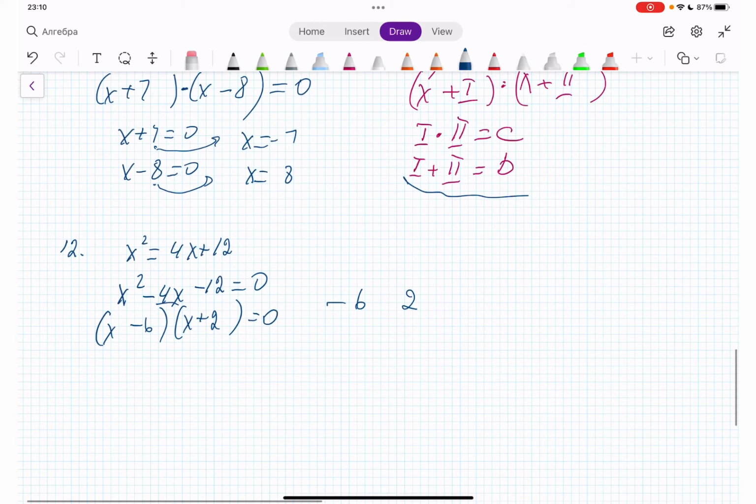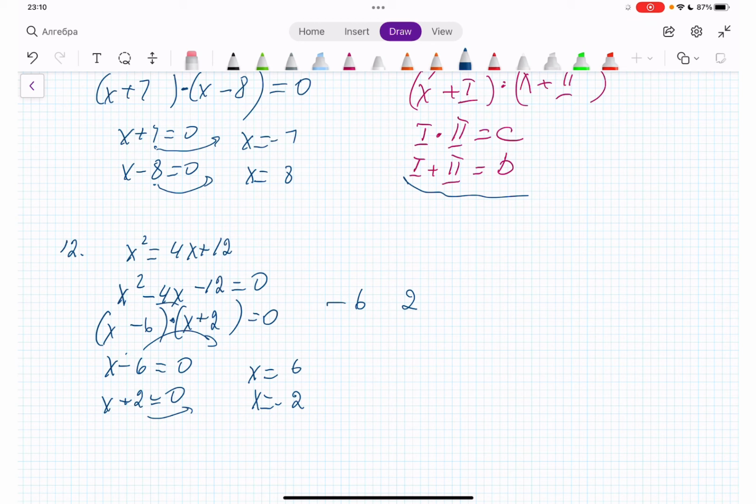Okay, so from here, if the product of two pieces is equal to 0, then either x minus 6 is equal to 0 or x plus 2 is equal to 0. And from here, x is equal to 6 because we are moving. And from here, x is equal to negative 2. And this is going to be our answer: 6 and negative 2. Okay. Question number 13.